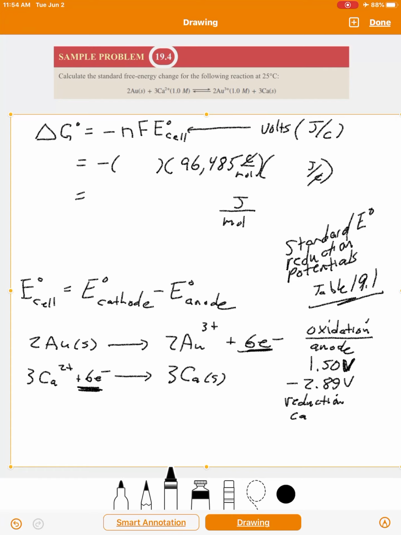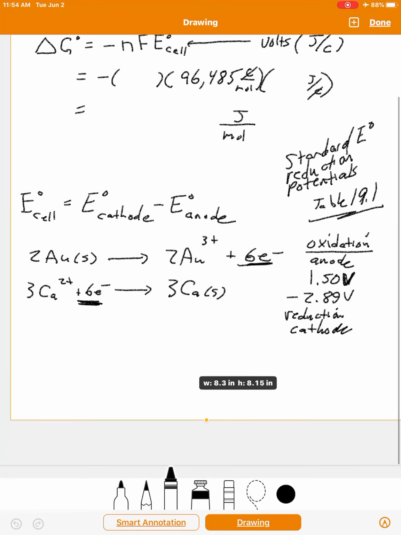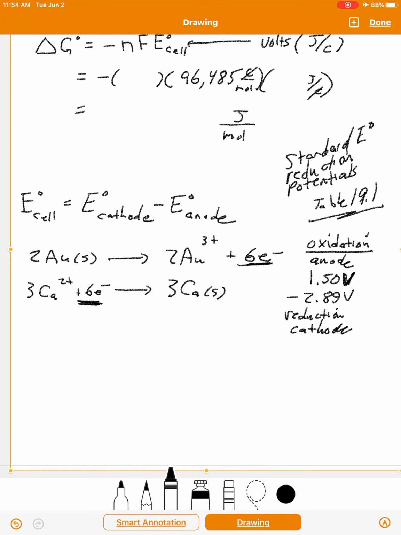So that means it's the cathode, right? So see the logic here? This is a point of logic that can be confusing because you just have to memorize it in a sense. Where oxidation is taking place is the anode. Where reduction is taking place is the cathode.